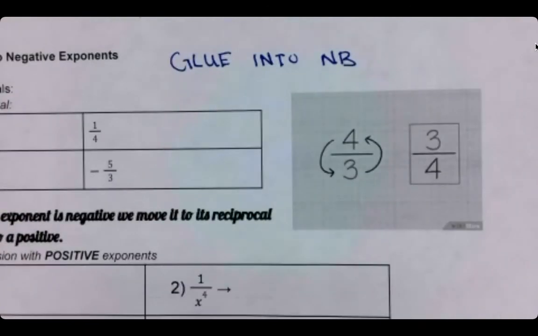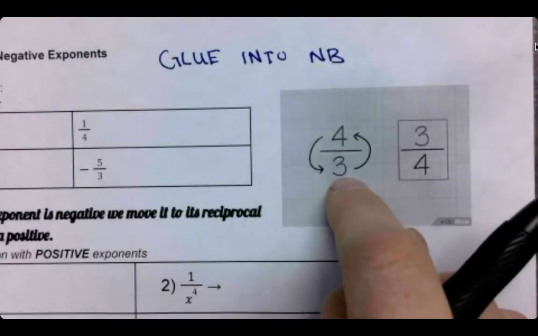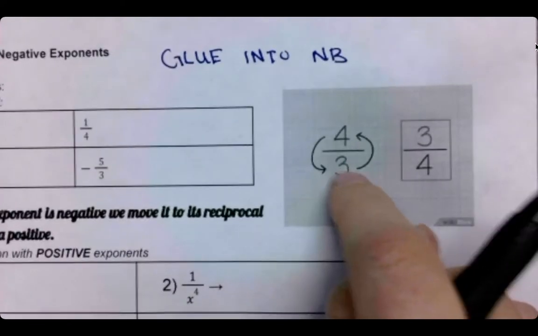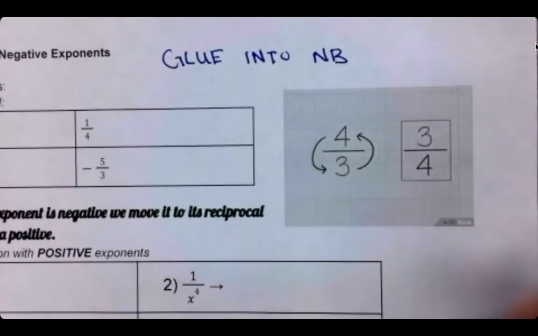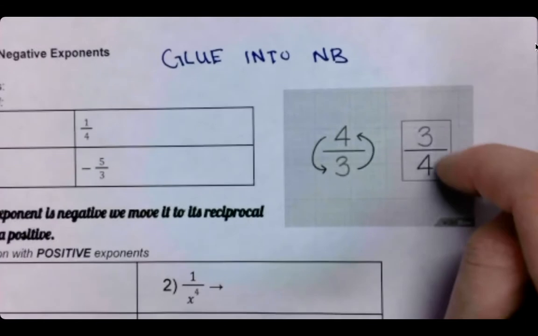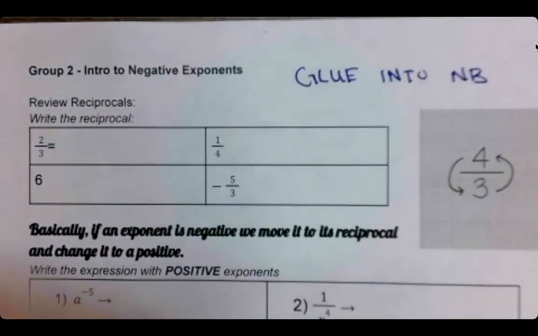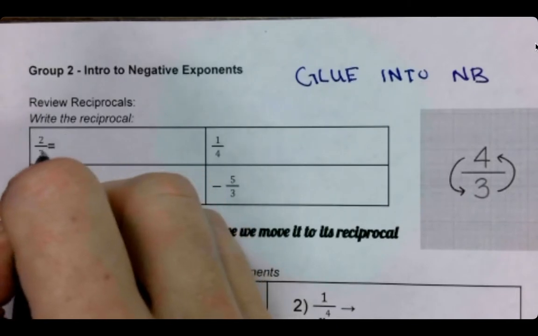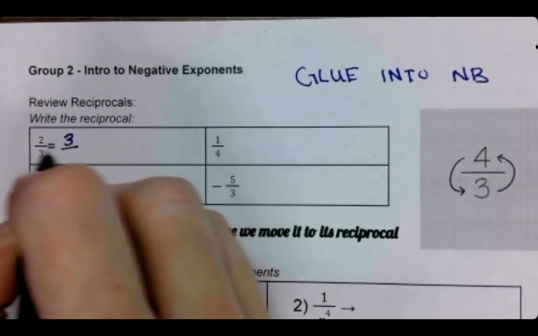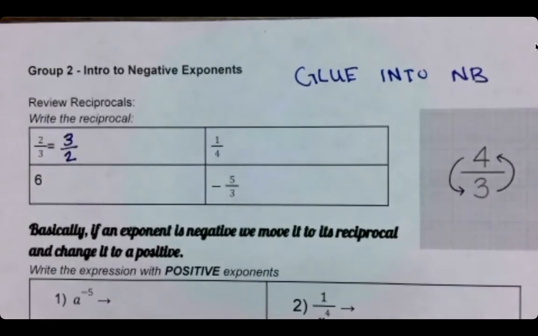So notice how 4/3, the 3 goes on top, the 4 goes on bottom. That's called the reciprocal. So the reciprocal of 4/3 is 3/4. So the reciprocal of 2/3, the 3 goes on top, the 2 goes on bottom, and boom.